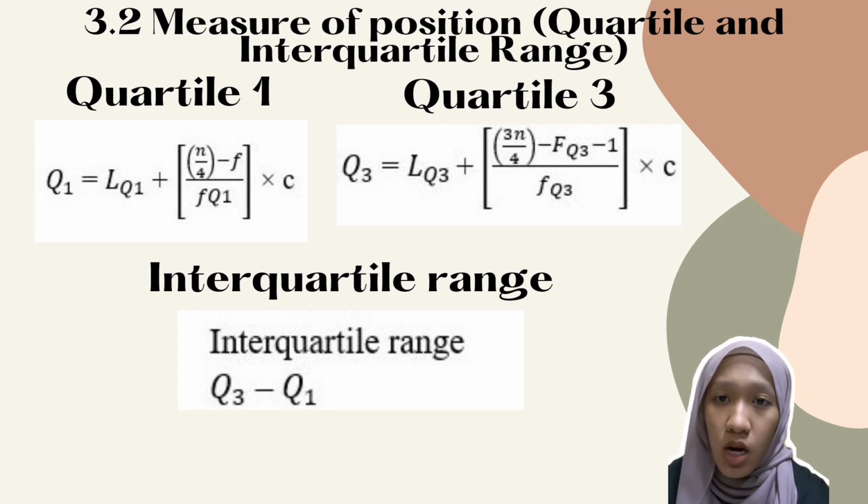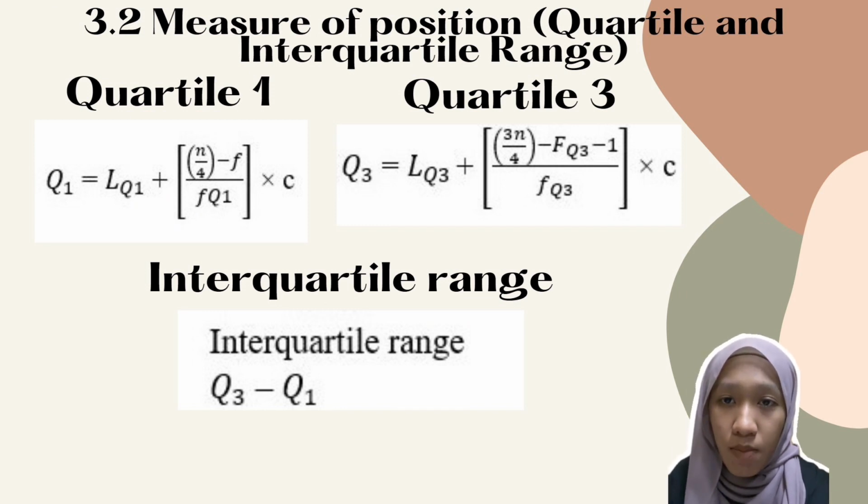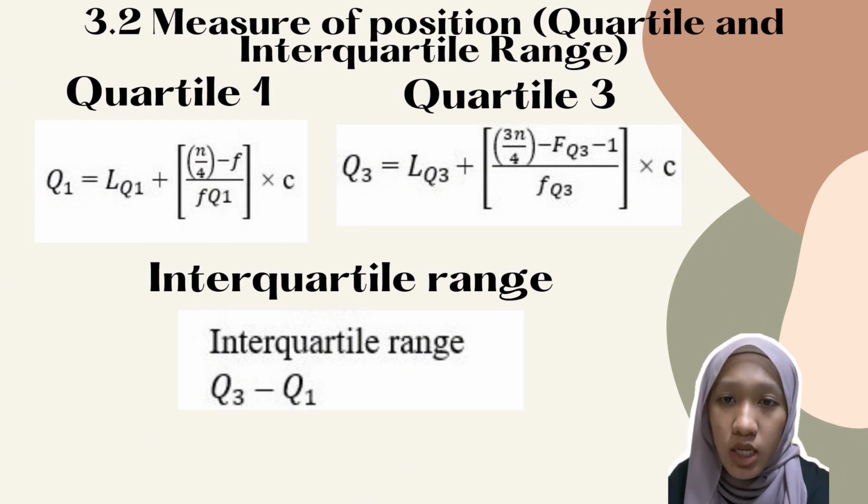Quartile 1 formula is the lower class boundary of the quartile class plus, in parentheses, n divided by 4 minus the total frequency of distribution, divided by the frequency of the quartile class, and multiplied with class size. Quartile 3 formula is the lower class boundary of the quartile class plus, in parentheses, 3n divided by 4 minus the total frequency of distribution, divided by the frequency of the quartile class, and multiplied with class size. Interquartile range formula is quartile 3 minus quartile 1.